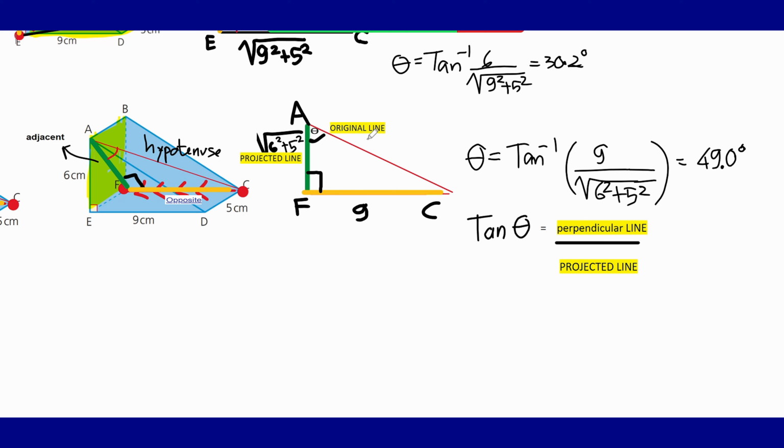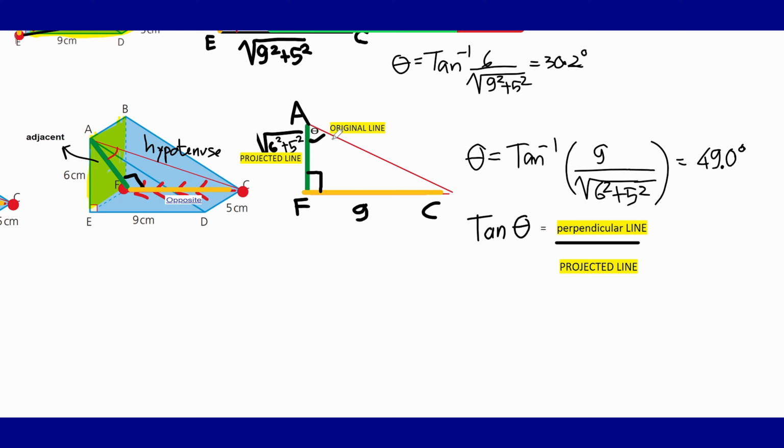And as we said earlier, the angle we are finding is between the original line and the projected line. This is the theta. So now we use tan is opposite over adjacent. So opposite is 9 over adjacent is root of 6 square plus 5 square, because AF is the hypotenuse of AE and EF in triangle AEF. So we count AF as the square root of 6 square plus 5 square. Then theta is tan inverse of 9 over square root of 6 square plus 5 square. If we count with calculator, that is 49 degrees.